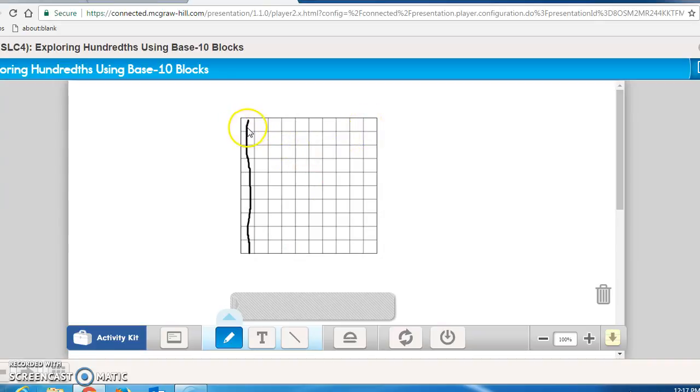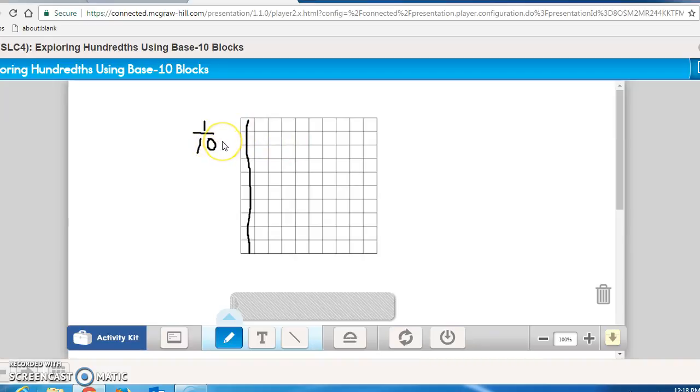Well, if I only had 1 of those, I just covered 1/10 of the grid. Why 10 on the bottom? Because it would take 1 long, this would be the second long, third, fourth, fifth, sixth, seventh, eighth, ninth, 10. It would take 10 longs to cover this entire grid. But if I only covered 1 of those, I covered 1/10 of it.